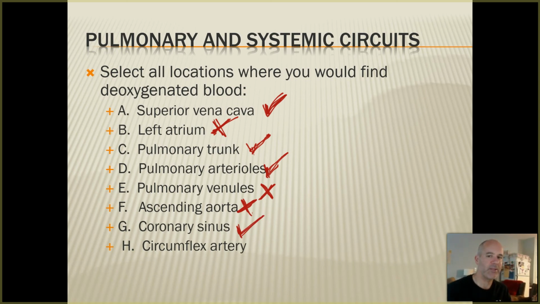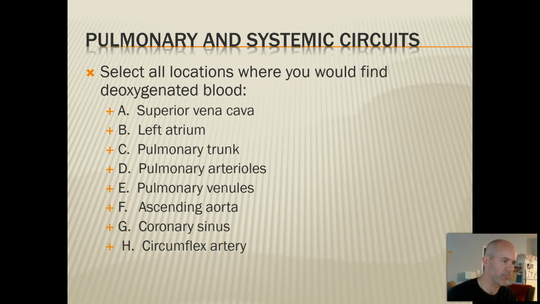How about the circumflex artery? No, the circumflex artery is one of the coronary arteries that's supplying the wall of the heart itself, and so it better have oxygenated blood in it. Otherwise, the myocardium of the heart is not going to be too happy about that. A, C, D, and G. Okay.